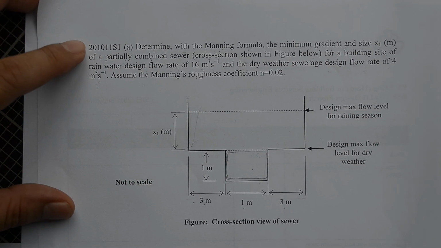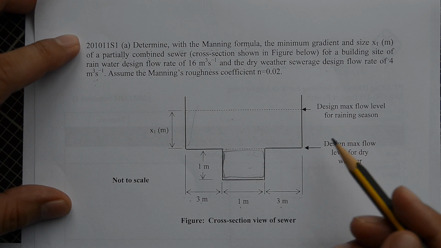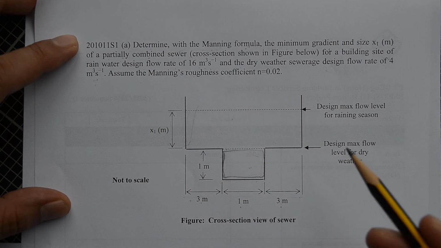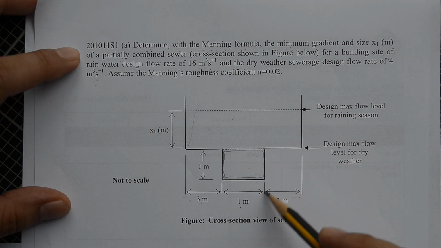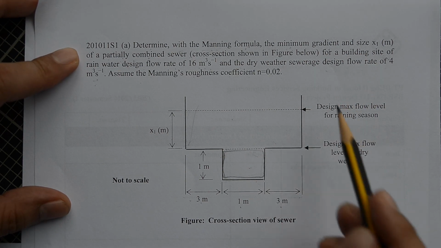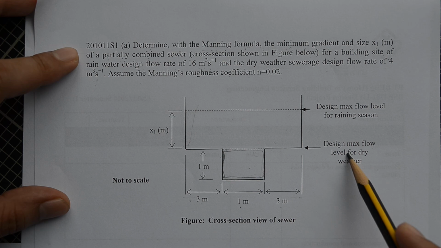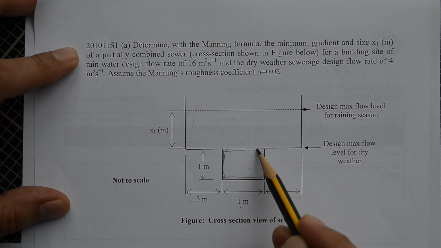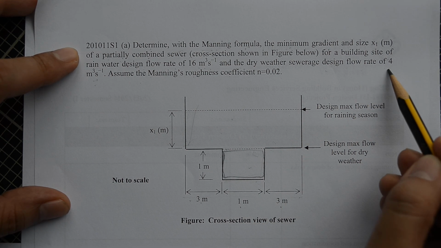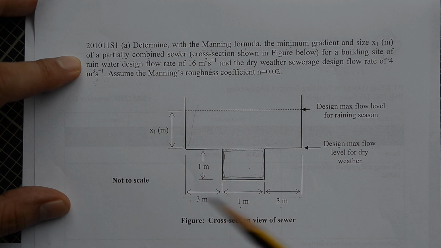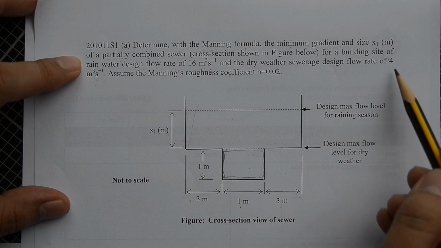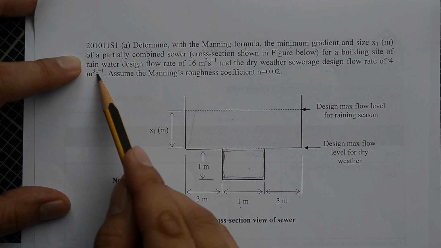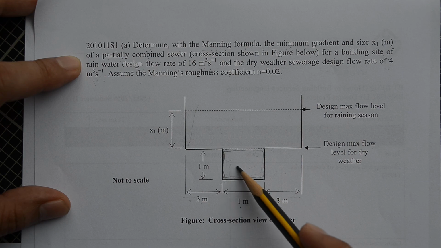Okay, let's continue. The next part is we understand the question, and then we are going to determine the minimum gradient of this sewer. First of all, we consider the dry weather flow condition. Here is the desired level for the dry weather flow of 4 meter cube per second. Therefore, we need to maintain a certain gradient for this sewer, so that this 4 meter cube per second flow rate can fill up the bottom part of this sewer.